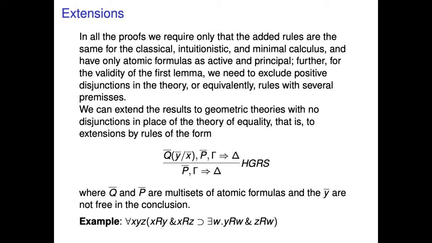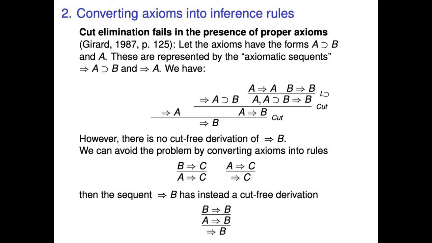But now I come to the conversion of axioms. So this was the first part, conservativity through the choice of an appropriate sequent calculus. And now the second part, I will show that one can obtain conservativity results by the method of conversion of axioms into rules.